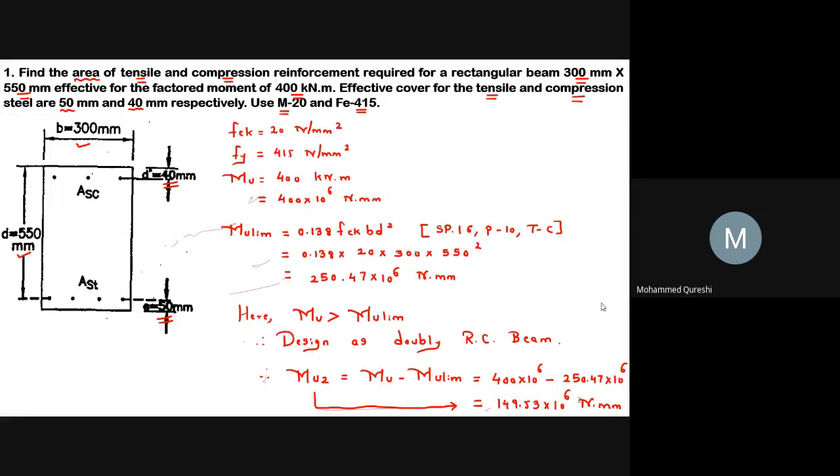we have to just plot all the details in the cross section of the beam. So this is the way to calculate the area of tensile and compression reinforcement.